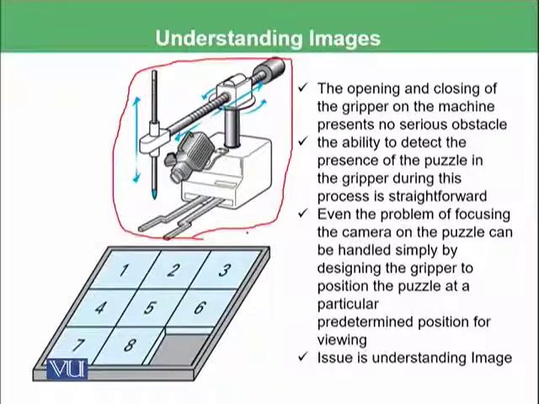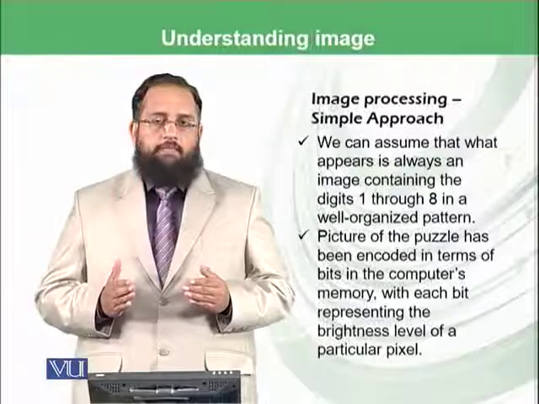So what is the problem? The problem is that whatever image this camera has taken, how can it be understood? If we are able to understand the image, that is, what the position of the digits is at the moment and which digit should be moved upward or downward, that is the main thing. So how to process such an image?